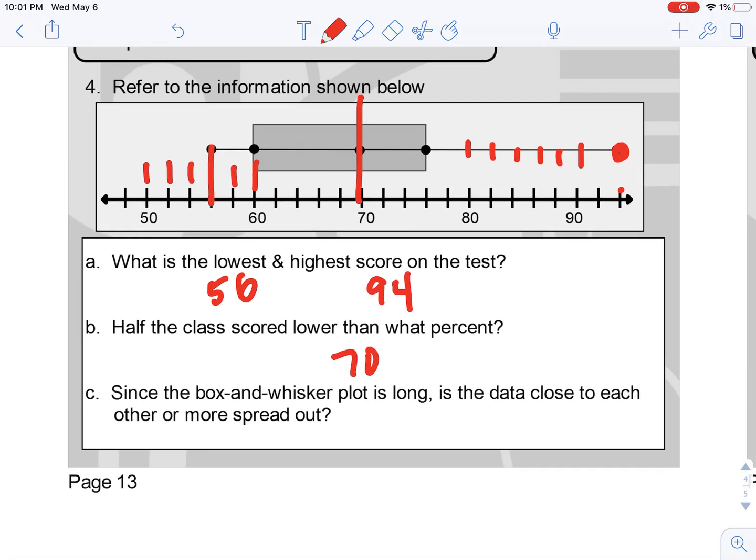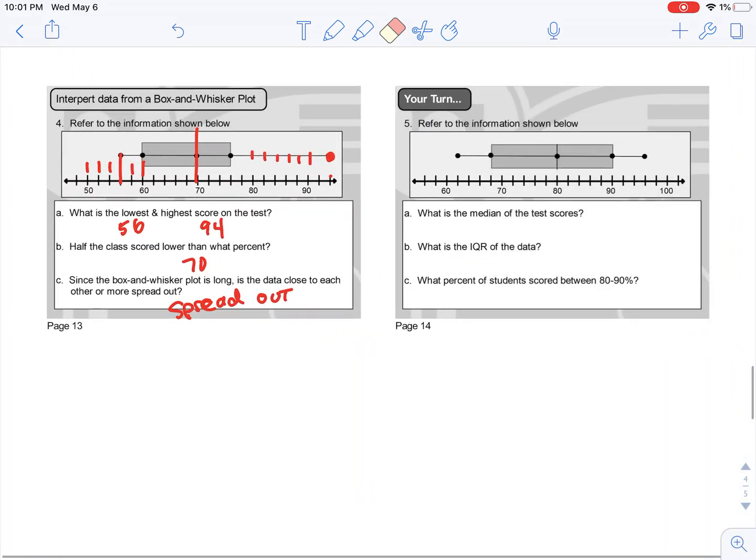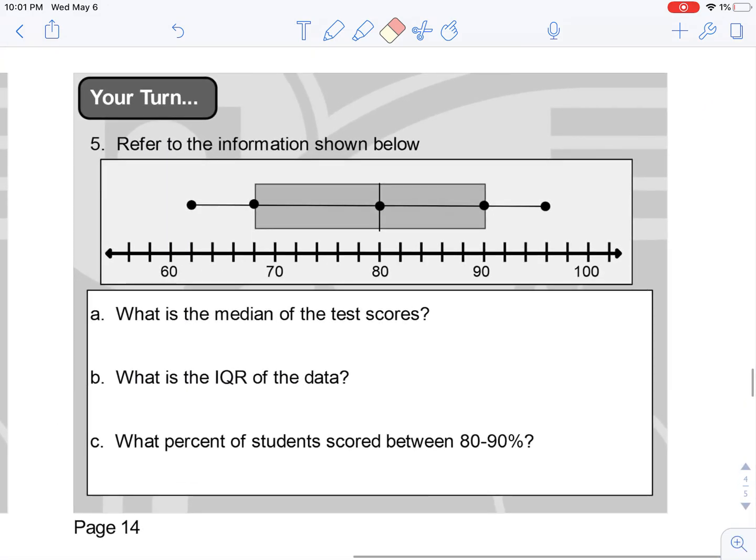Since the box and whisker is long, is the data close to each other or spread out? Spread out. If it was compact, everybody would be real close to each other. What is the median? That's the middle, 80.